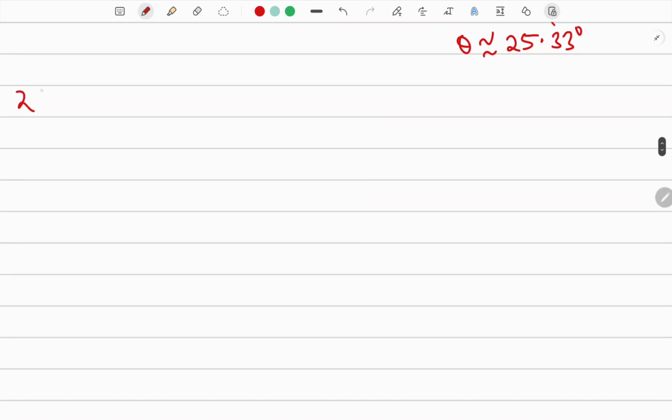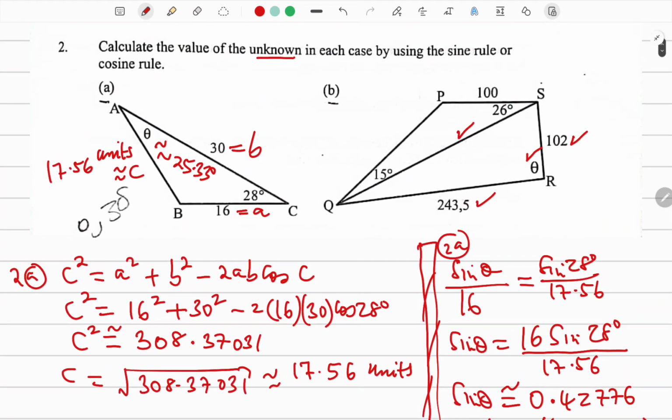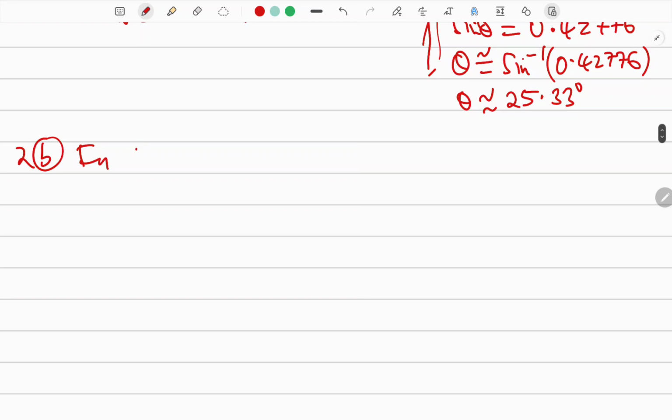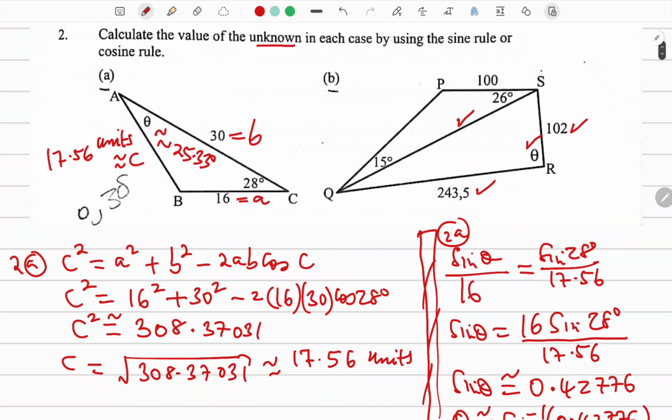All right, so we're looking at question 2B, and in 2B we realize that we need to find this side here, QS. So we can say in triangle PQS, angle P is going to be 180 degrees minus 15 degrees minus 26 degrees, and therefore it is 139 degrees.